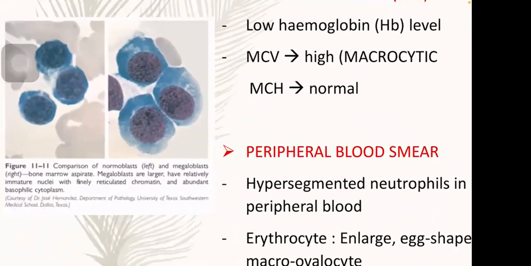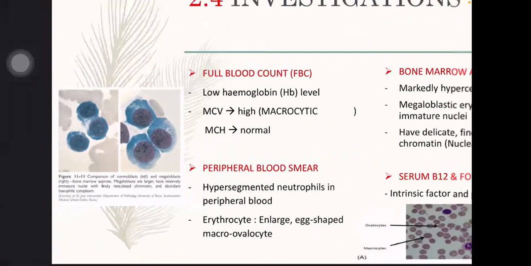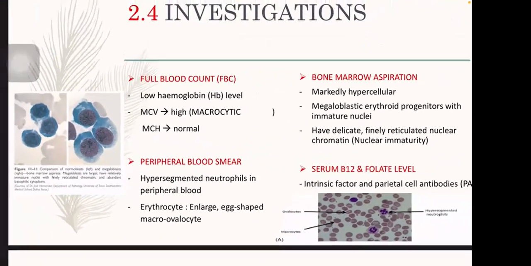As in the picture here, this is the comparison between the normoblast on the left and the megaloblast on the right from the bone marrow aspirate. So these megaloblasts are larger and have immature nuclei, finely reticulated chromatin, and abundant basophilic cytoplasm compared to the normoblast.